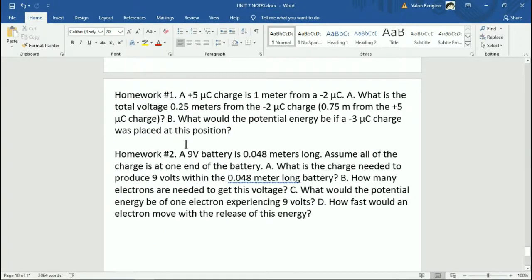And then this here, second question. I now have a 9-volt battery. It's that long, and again, what is the charge needed? How many electrons are needed to get this voltage? So again, you'd be dividing by the charge of an electron to get that. And then what's the potential energy? I forgot to mention this part here.